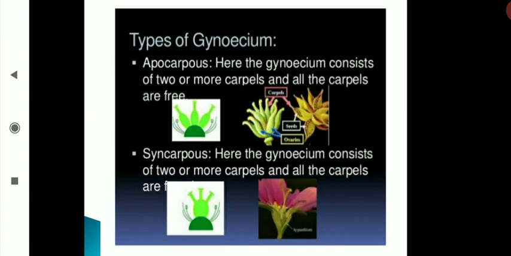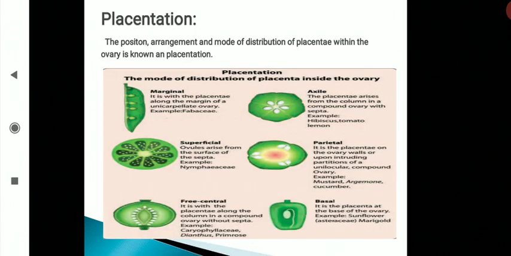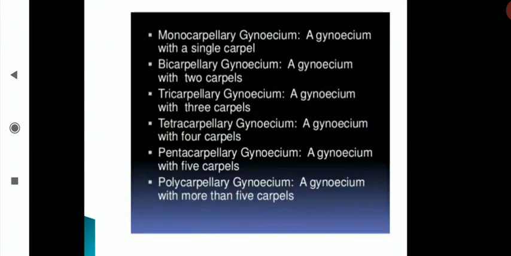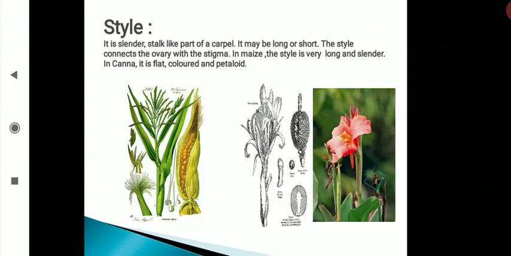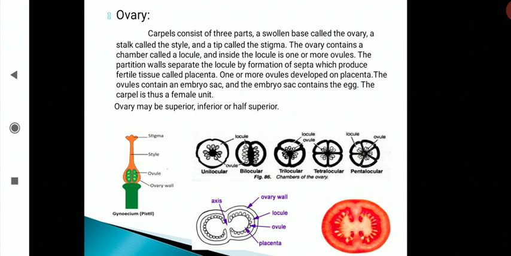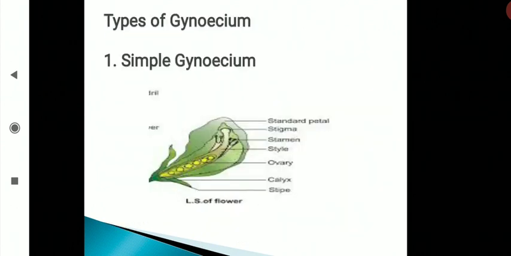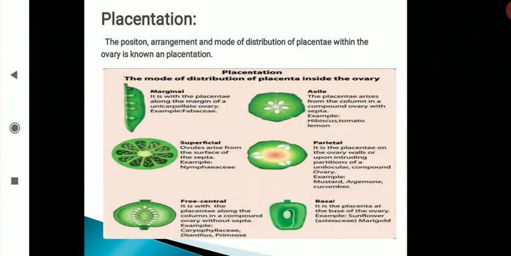Now let's see regarding placentation. In types of ovary we said monolocular, bilocular. We have seen the structure of monolocular, bilocular and trilocular ovaries. In this chamber, particularly, the seeds are arranged in different manners. So let's see the conditions of seed or ovule arrangement inside the ovary. This arrangement or position of ovules inside the ovary is known as placentation.